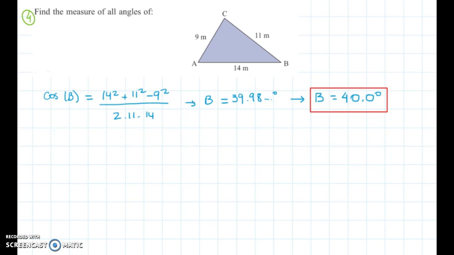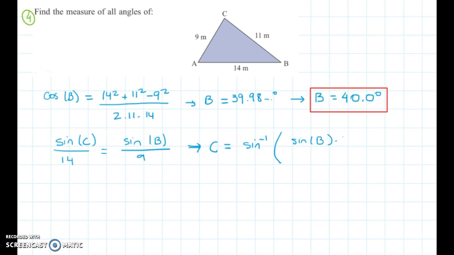And then we could apply the sine law. We could say that, for instance, sine of C divided by 14 has to be the same as sine of B, the value we have over here that is approximated by 40.0, divided by 9. That's the side in front of B. If we do so, then we need to find C. We need to apply the sine inverse to sine of B times 14 divided by 9. And if we do so with our calculator, the result we get is 88.26 and so on. This approximates to 88.3. So the same we got before.